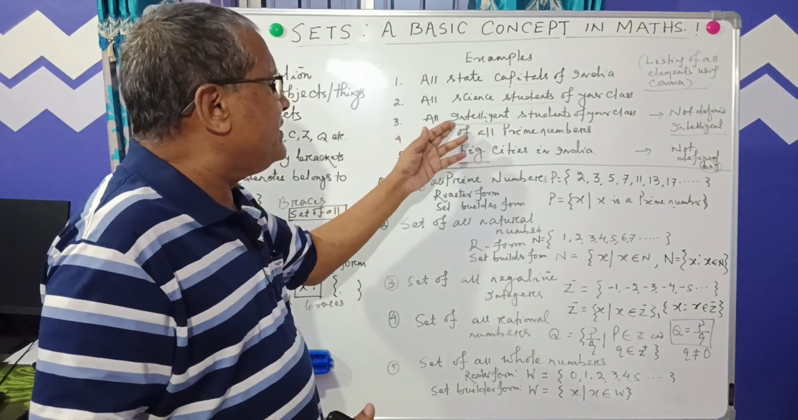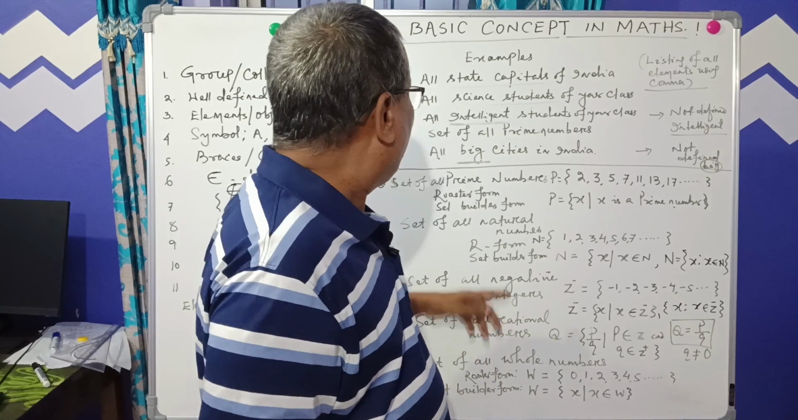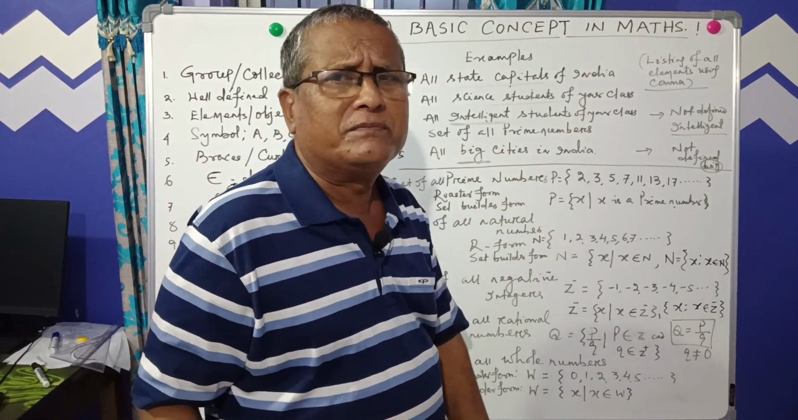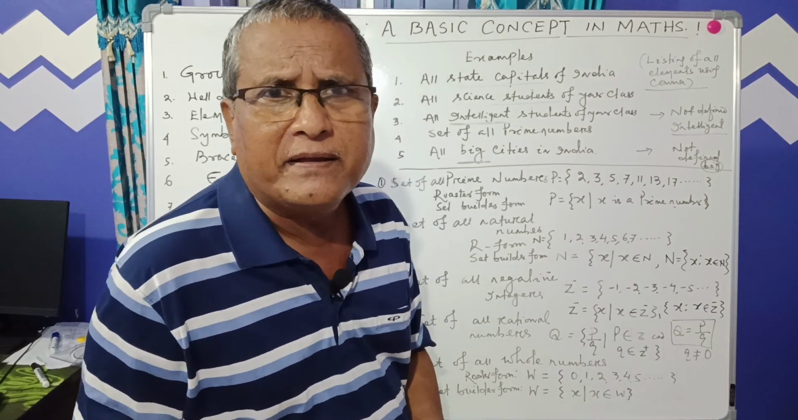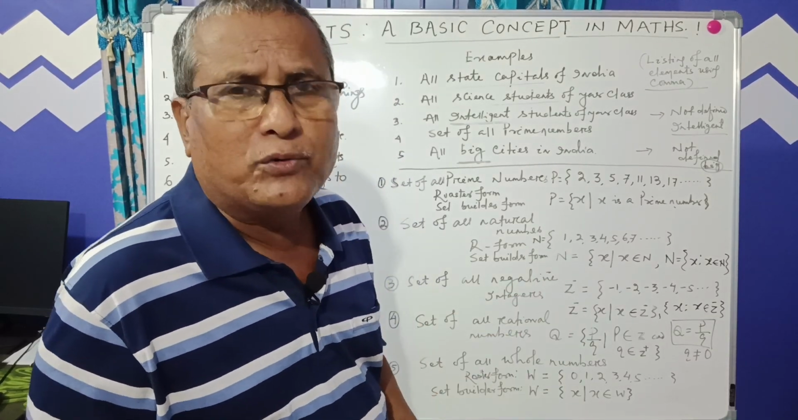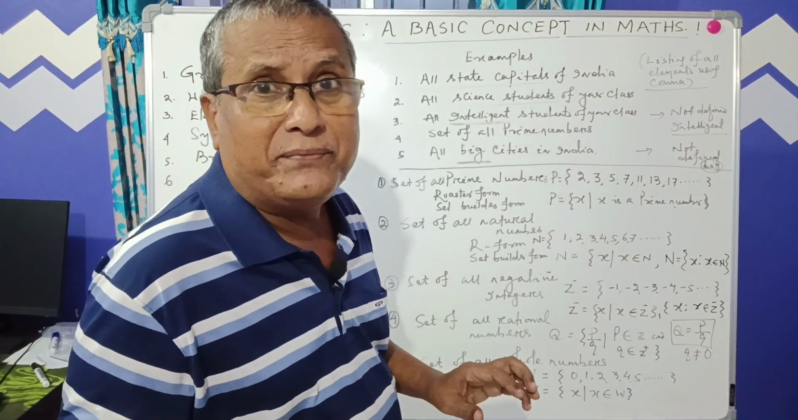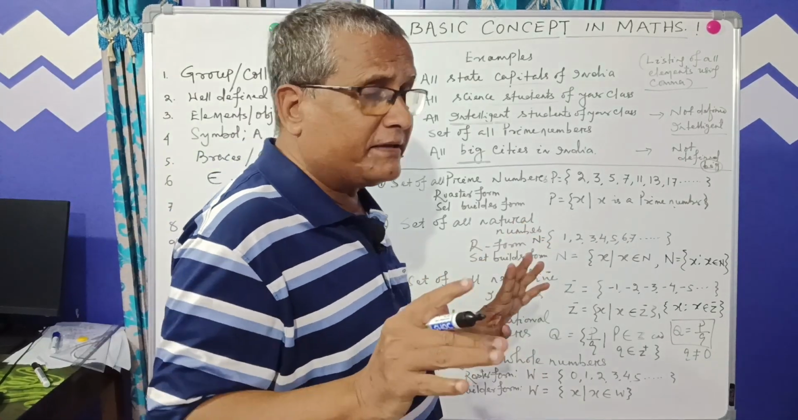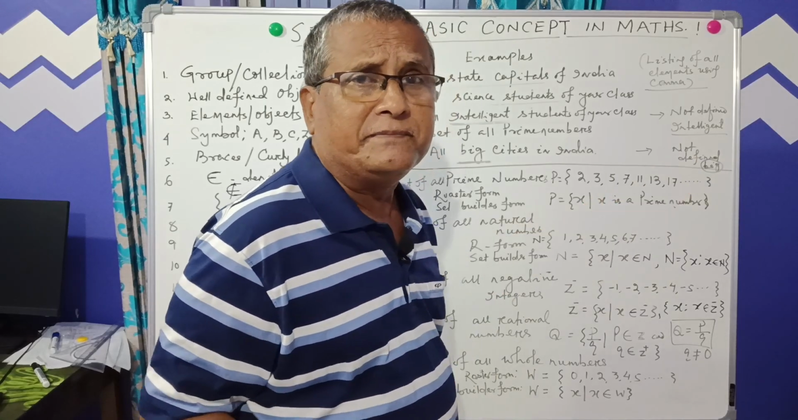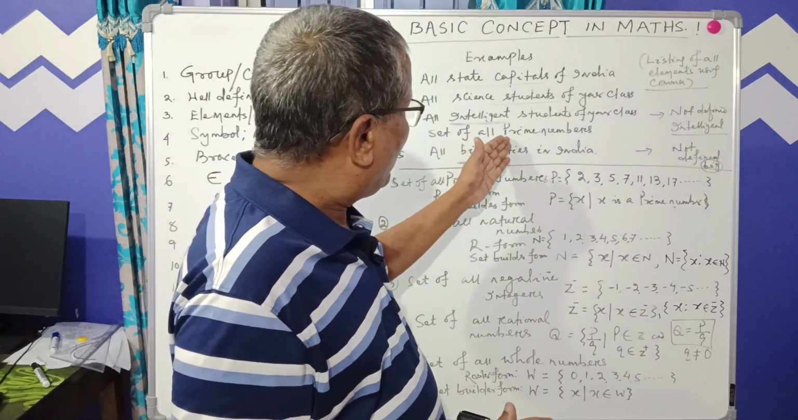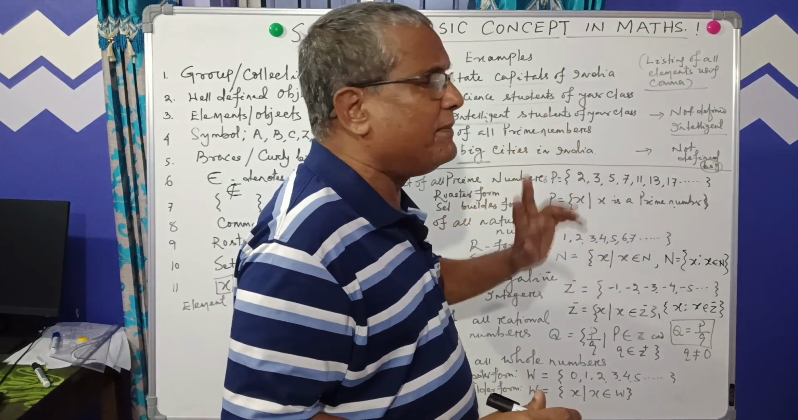That's why we cannot frame a set of intelligent students. Now, the set of all prime numbers. You know the prime numbers, we can easily identify them: 2, 3, 5, 7, not 9, because 9 is a composite number; 11, 13, 17. So all the objects can be identified as per this rule, prime numbers.